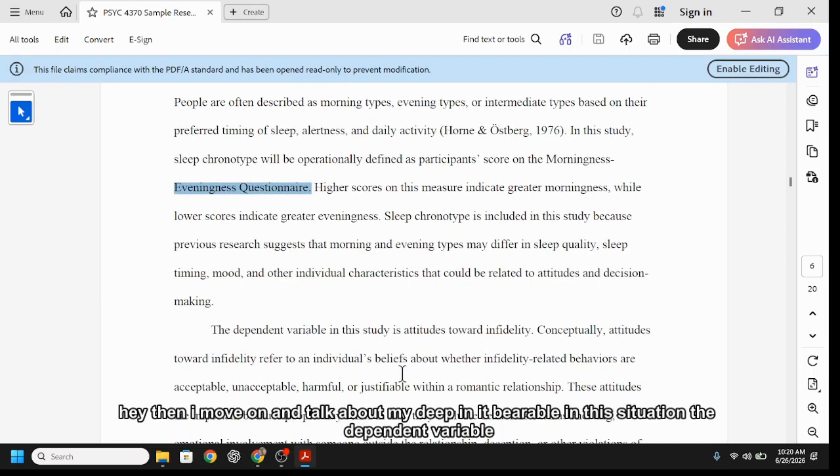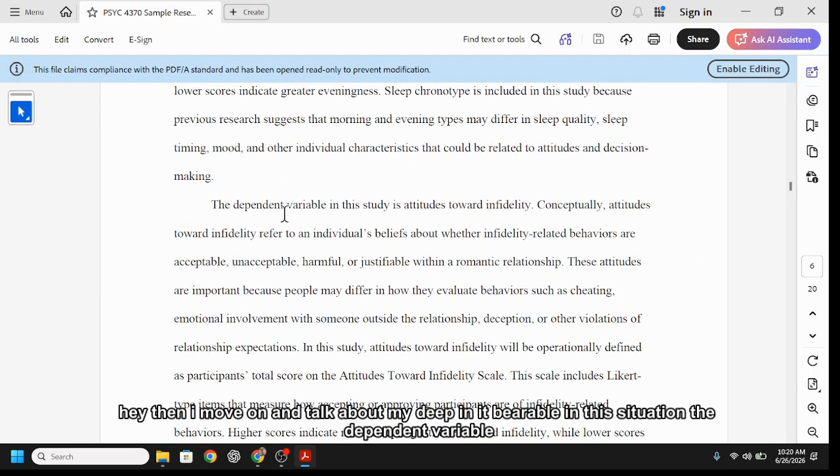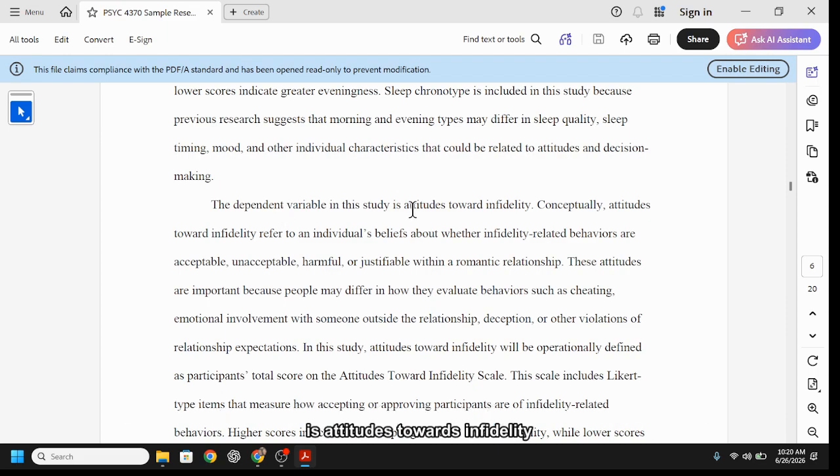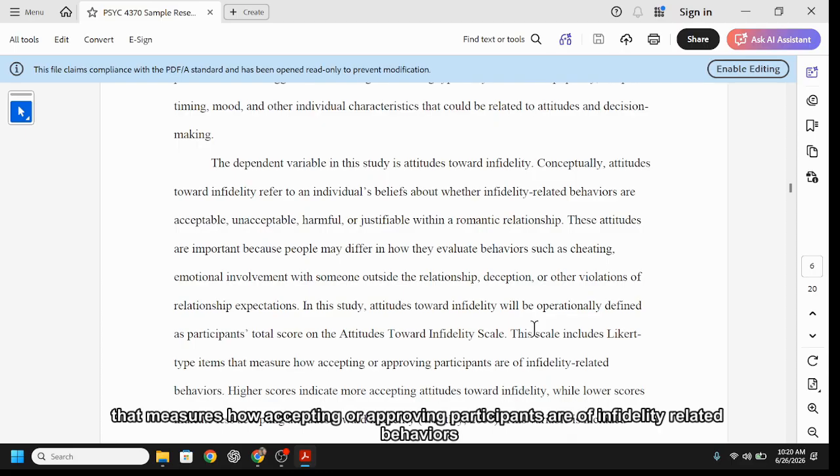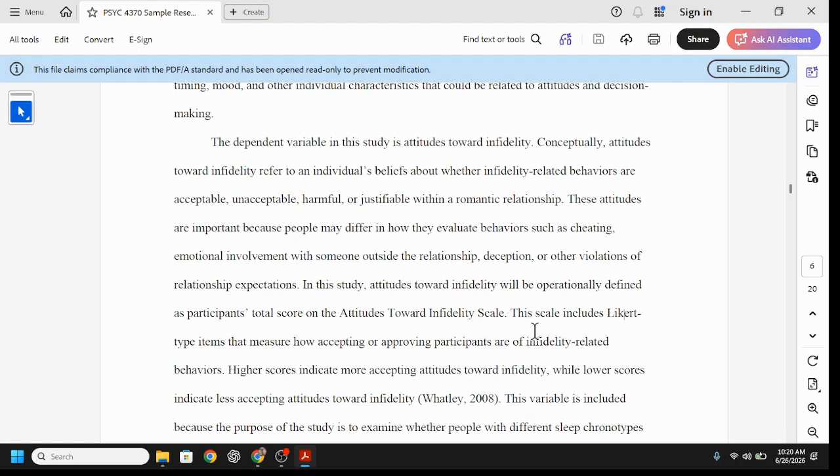Okay, then I move on and talk about my dependent variable. In this situation, the dependent variable is attitudes towards infidelity. I define it conceptually, and I tell why those are important, right? Then I operationally define it. I'm using the attitudes toward infidelity scale. I explain that it's a Likert type scale that measures how accepting or approving participants are of infidelity related behaviors. Higher the score, more accepting attitude. Lower score, less accepting attitude.